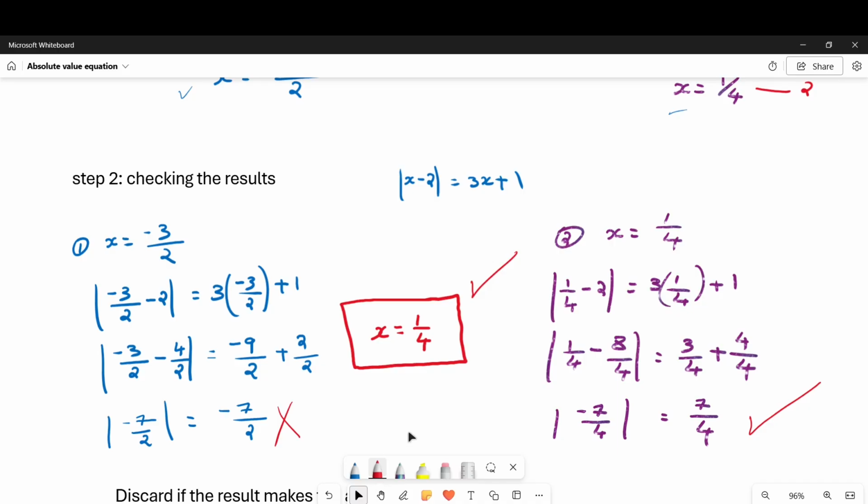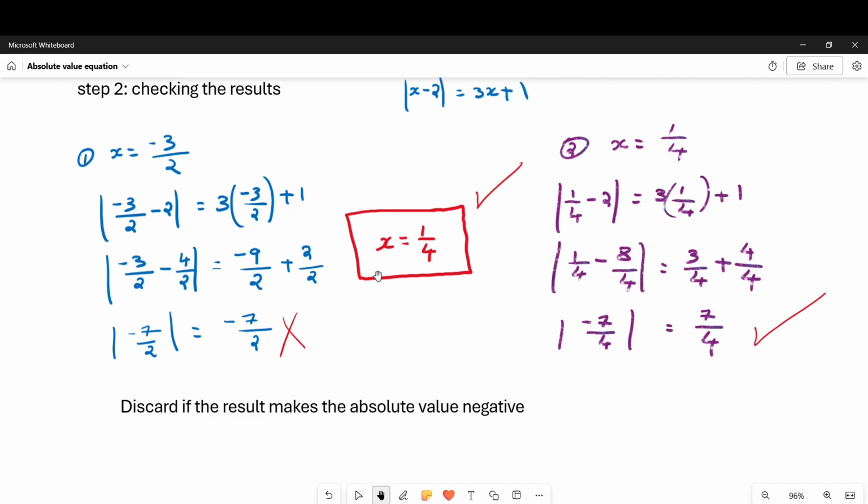Okay, so what we learn from this equation is you need to discard, you need to avoid, you need to eliminate the results that make the absolute value negative. This is the conclusion. So when we have a value which makes the absolute value negative, we need to discard, we need to eliminate. So we eliminated this value, and only x is equal to 1 by 4 is considered as the only one solution for this absolute value equation.